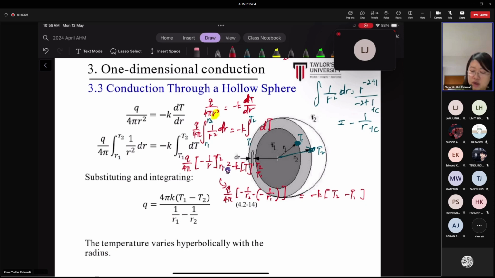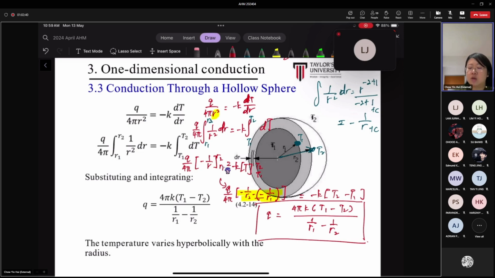So if you rearrange it, the rate of heat transfer through a hollow spherical body in the radial direction, Q, will be equal to 4 pi k, and I'm going to rearrange it, so you'll get T1 minus T2, divided by, and we will rearrange this as well, so the negative becomes positive, 1 over R1 minus 1 over R2. So that's how you get this equation for the rate of heat transfer through a hollow spherical body.